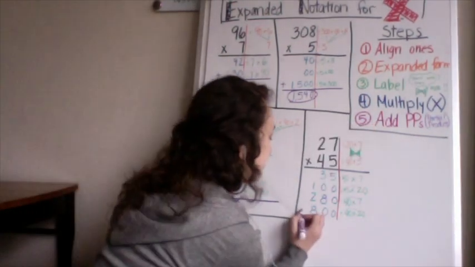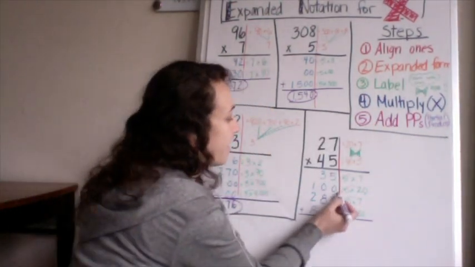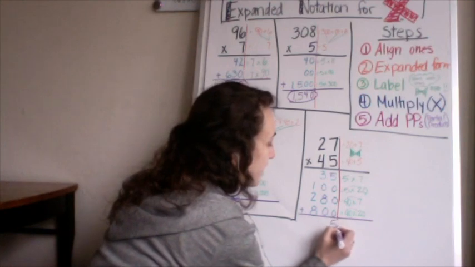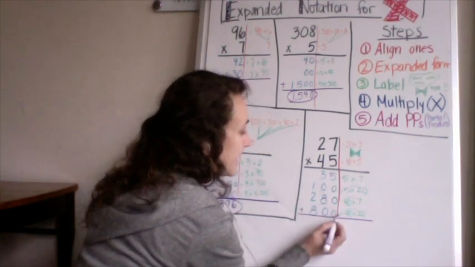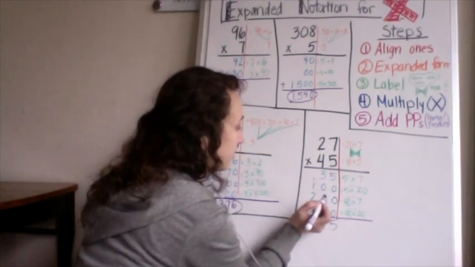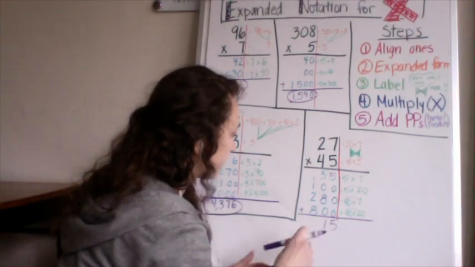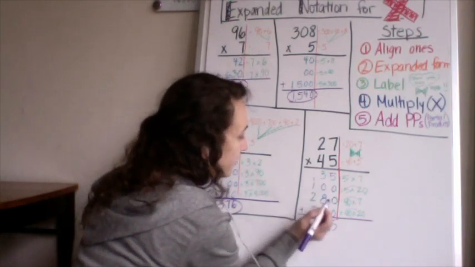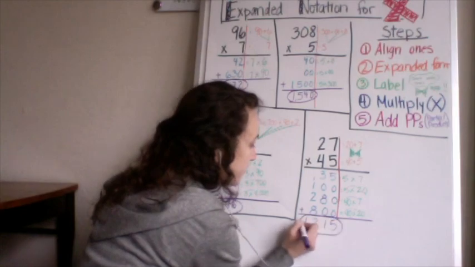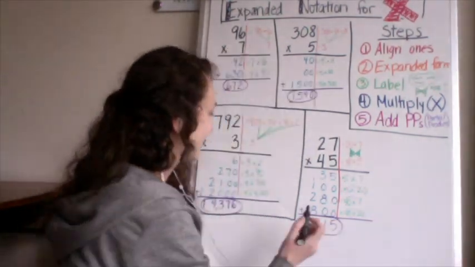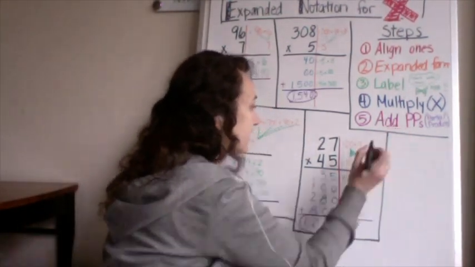Then I'm going to add my partial products. Add my PPs. 5 plus 0 plus 0 plus 0 is 5. 3 plus 8 is 11. Regroup my 1. 8 plus 2 is 10. 11, 12. My answer is 1,215, just like the area model.